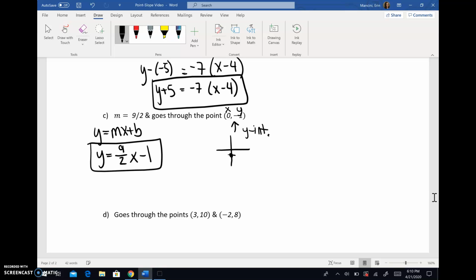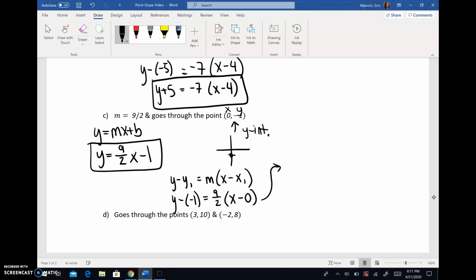That is one option. If you didn't recognize that, you can also write it in point slope form and you'll get the exact same thing. So it technically doesn't matter which one you choose, but you want to pick whichever one's easiest for you. So if I do that, y minus my y coordinate would be y minus -1 equals my slope, 9/2, times x minus my x coordinate, which is 0.